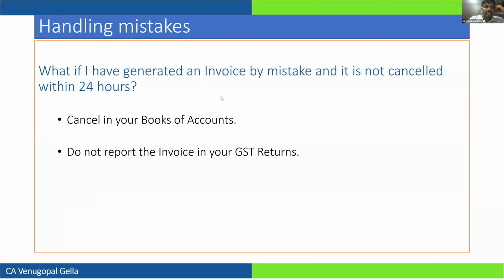How do I handle mistakes? What kind of mistakes? My mistake, I generated it. Okay, cancel it. But the 24 hours time has lapsed. My internal auditor found it after 15 days. What do I do? Don't worry. Firstly, cancel it in your books of accounts. Do not report it in your GST system because you haven't even made a supply. So erroneously, while doing some testing, the invoice got generated. It's okay. You can cancel it.